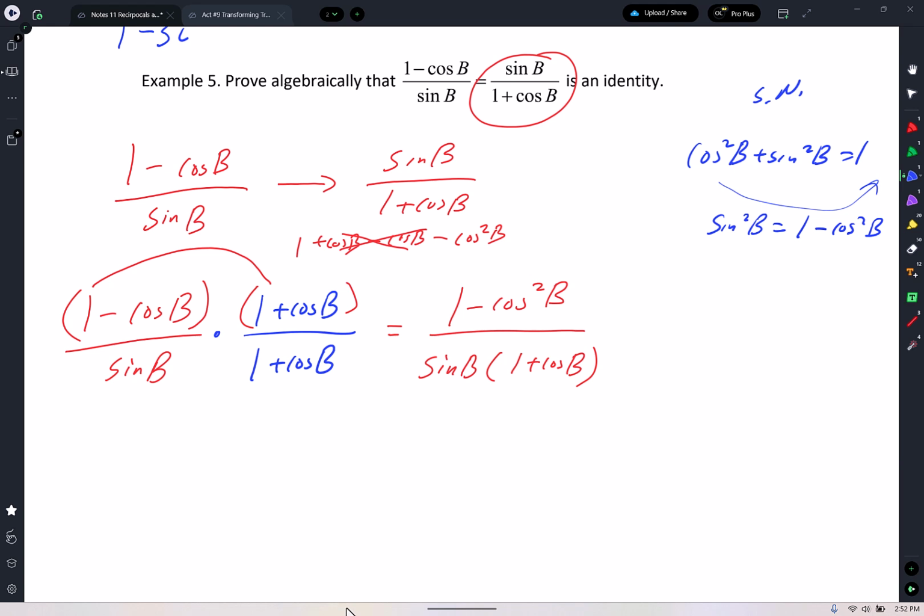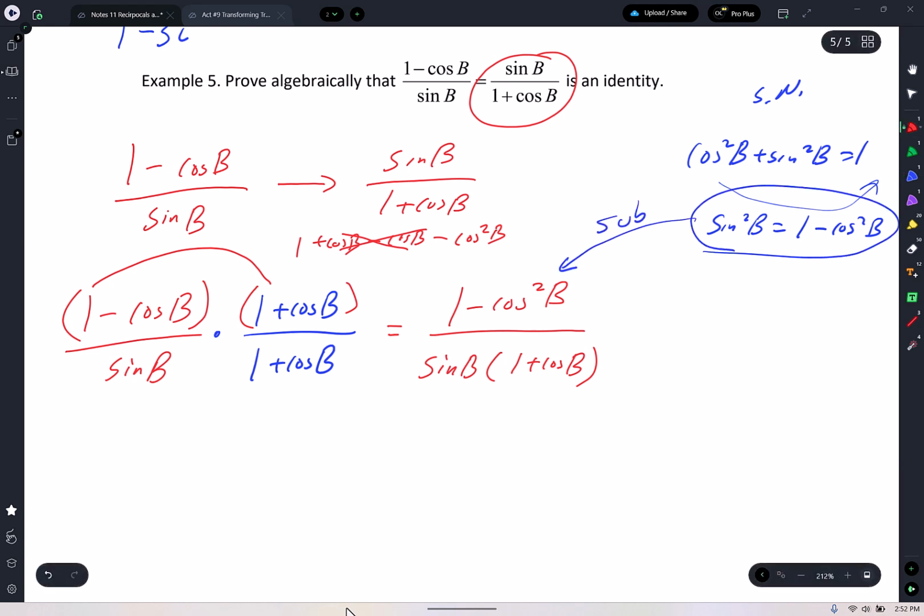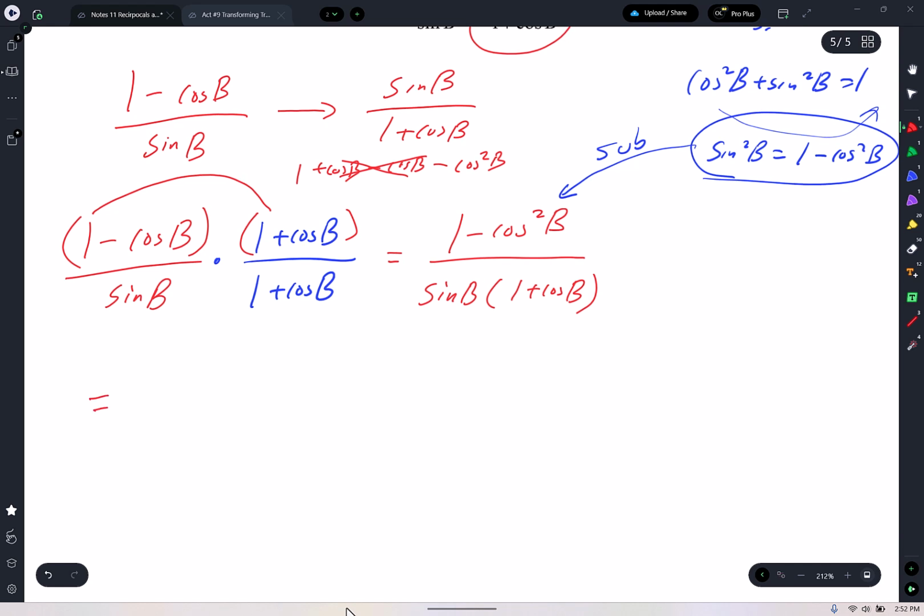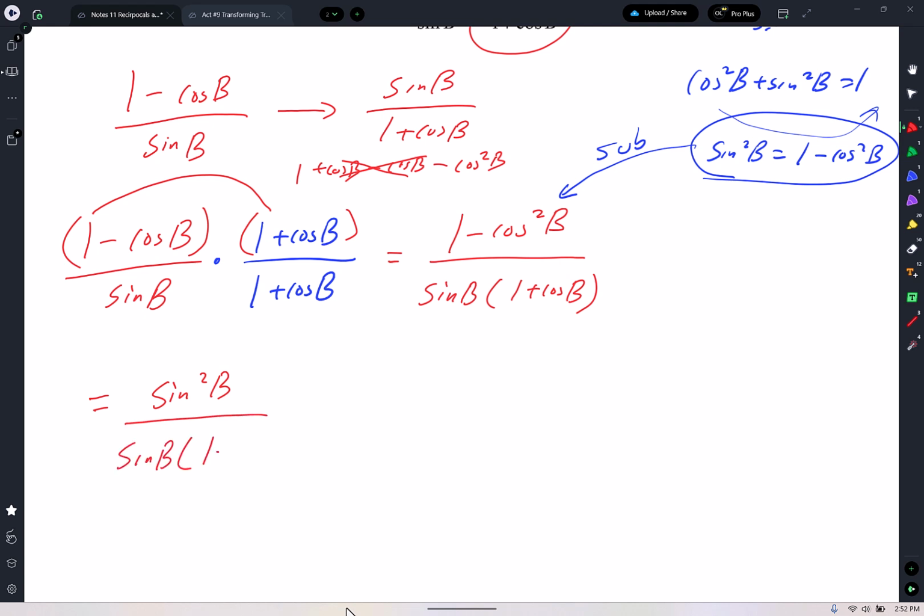1 minus cosine squared B, isn't that just sine squared B? So that's what I'm going to substitute, right here. I'm going to circle this so you guys can see, and put the word sub. So here's what I now have: 1 minus cosine squared B is the same thing as sine squared B over sine B, parenthesis 1 plus cosine B.